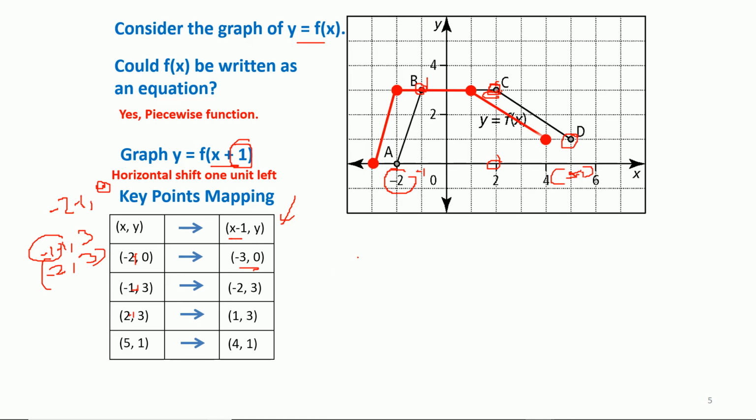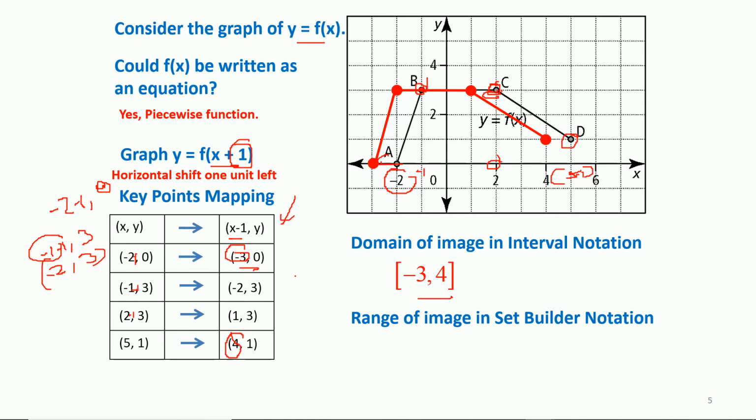So now the function is exactly like this, but shifted 1 unit to the left. So domain of image in interval notation is minus 3 and 4. See, it starts from minus 3 and it goes up to 4.